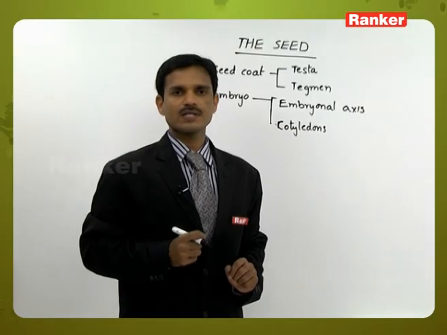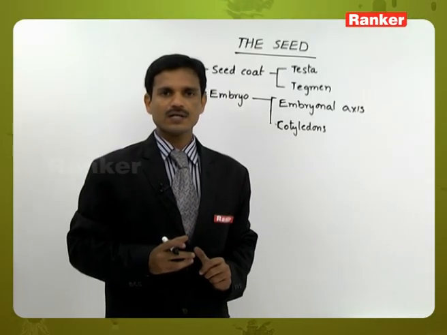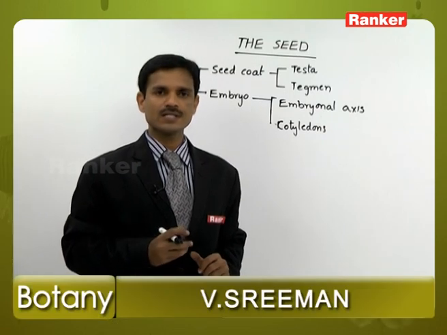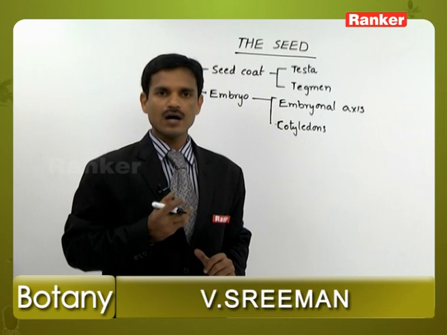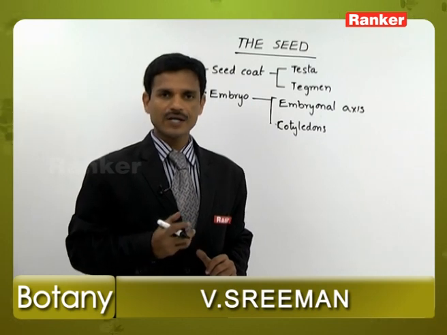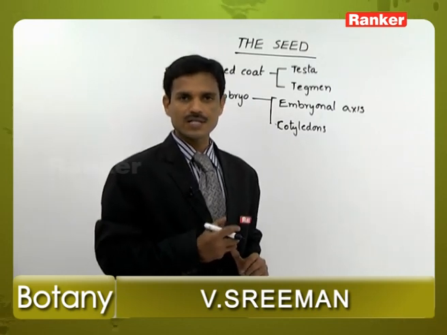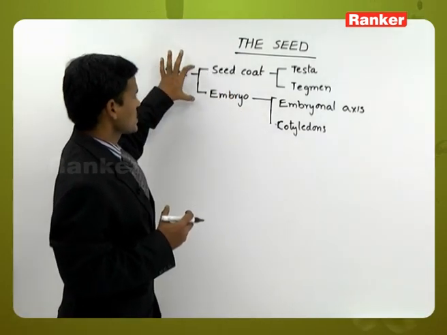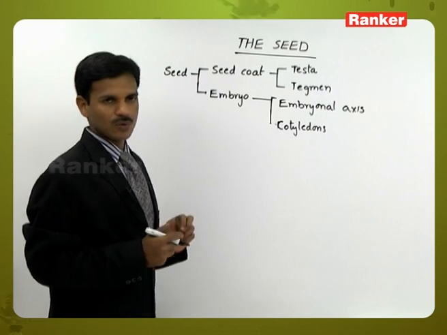Let us discuss the seed. Seed is the result of sexual reproduction. Here the seeds develop after fertilization. After fertilization, the ovules develop into seeds. The seed has mainly two parts, the seed coat and the embryo.